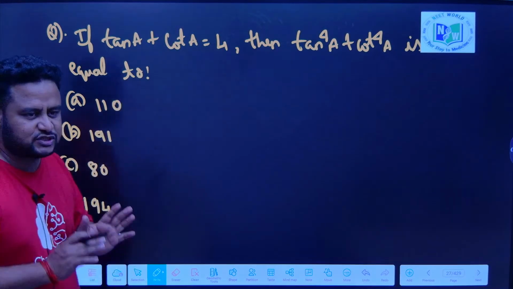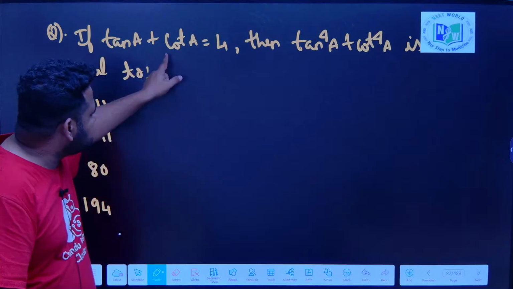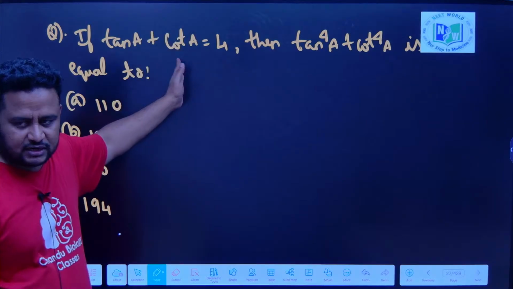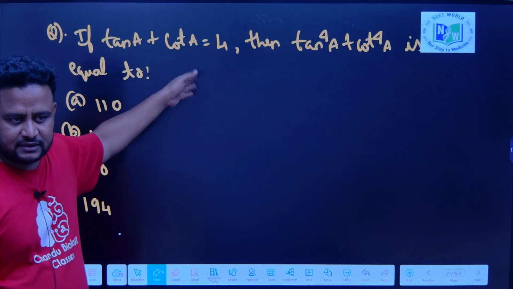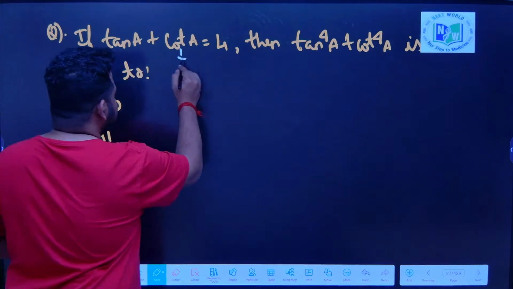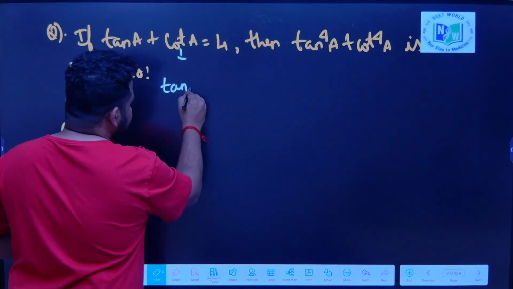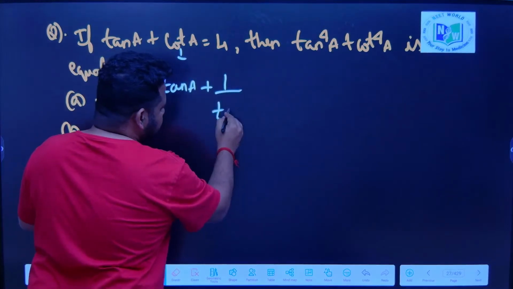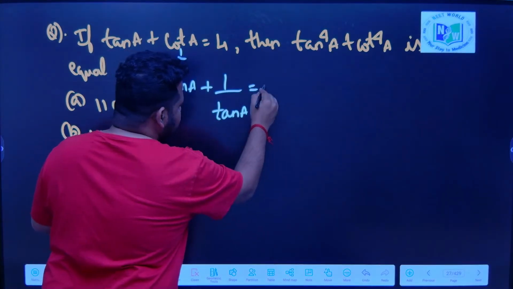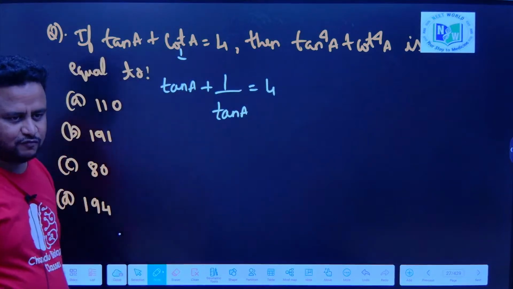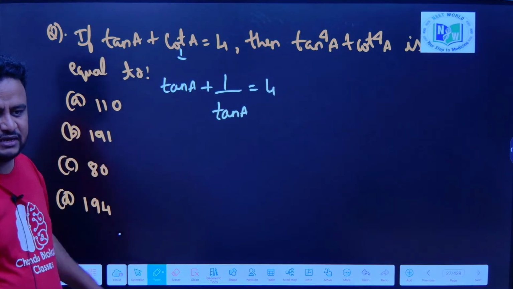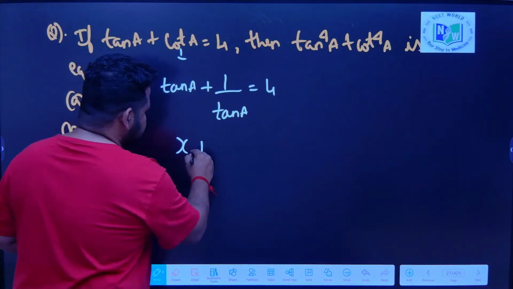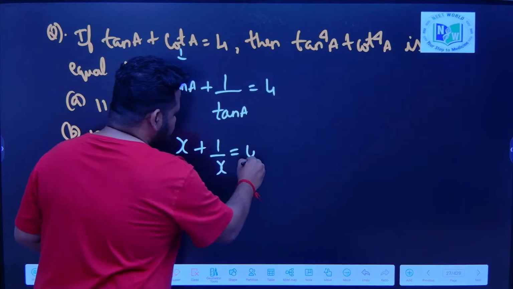By looking at this, first of all, what should strike your mind is the relation between cot A and tan A. Cot A is nothing but the reciprocal of tan A. So I can write tan A plus cot A as tan A plus 1 by tan A, which is equal to 4. Instead of writing tan everywhere, let me take tan A equal to x. So I got x plus 1 by x is equal to 4.